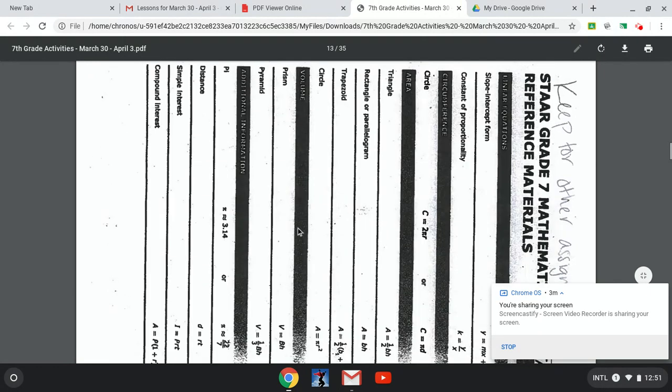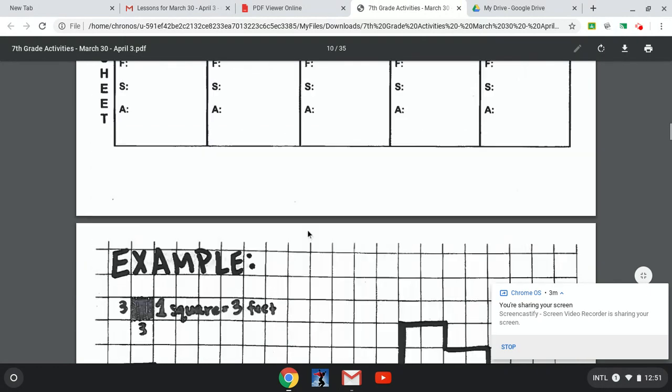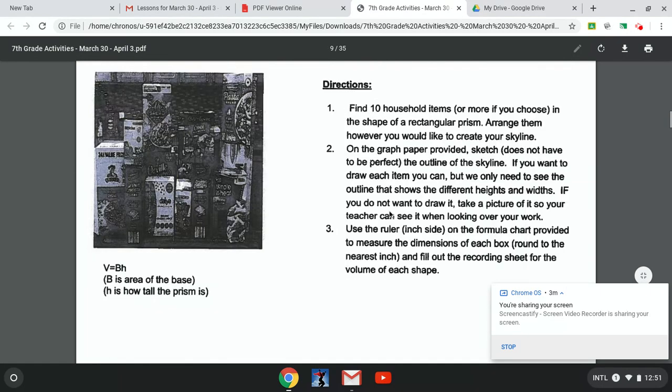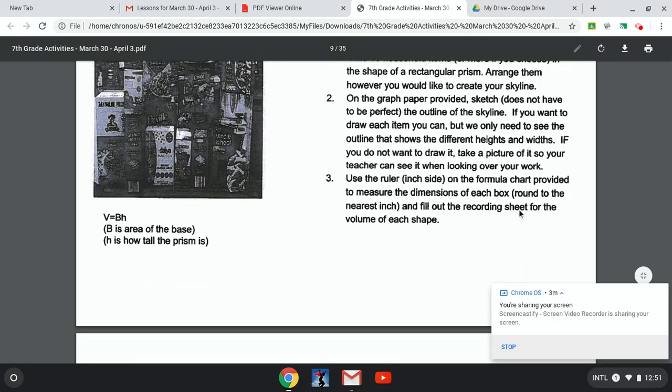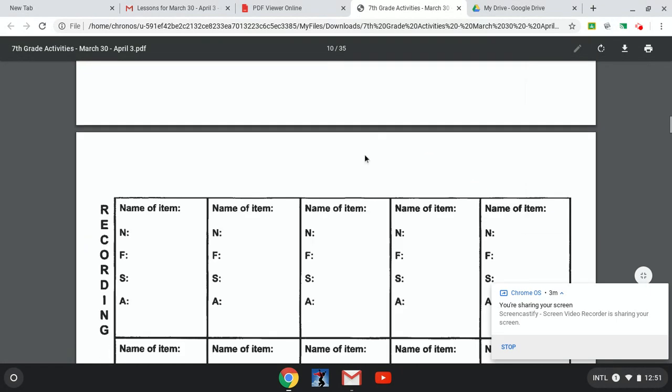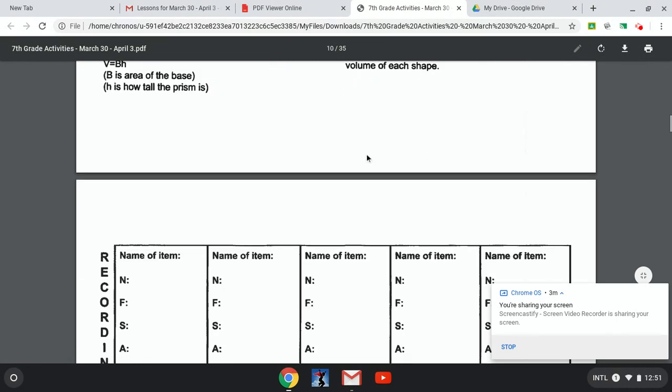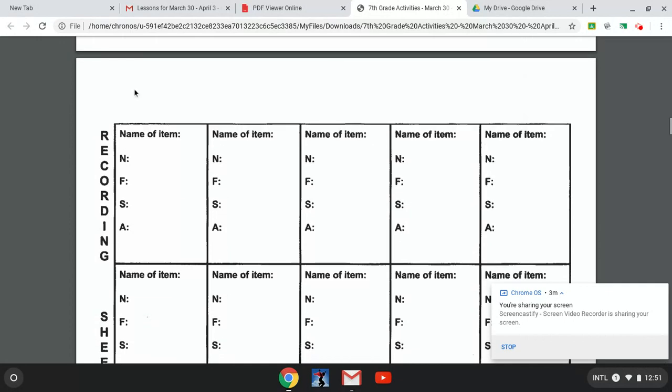And just round to the nearest inch. It doesn't have to be anything real specific. Just round to the nearest inch. So you need to get your item, and this is where you're going to do your work. So right here, you'll write your name of your item. So whether that's Frosted Flakes box, Fruit Loop box, Kleenex box, write what it is here.